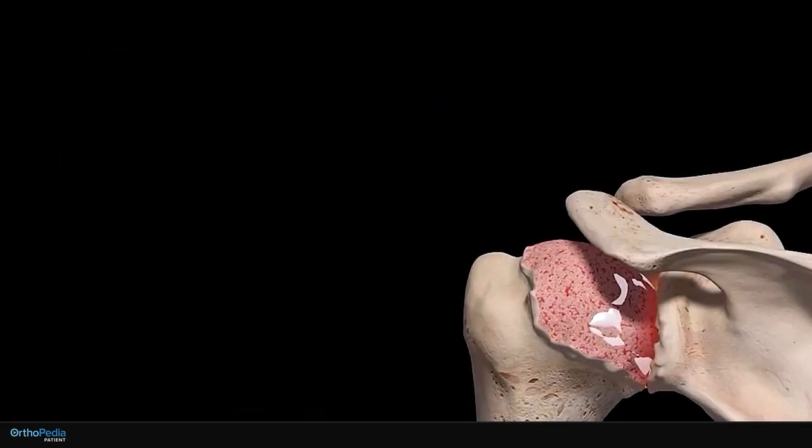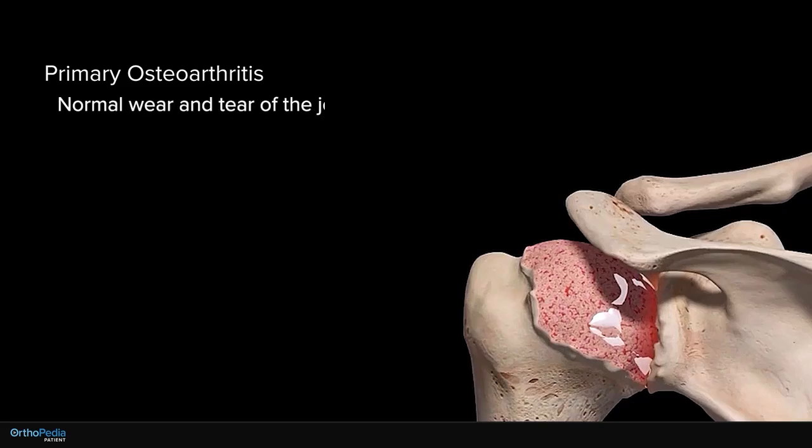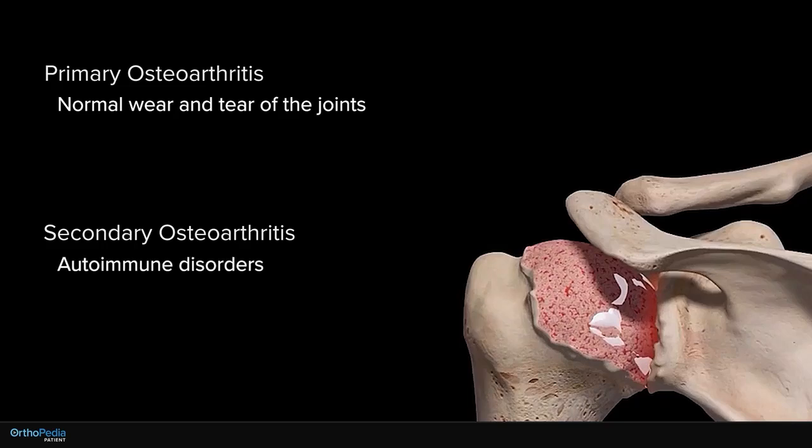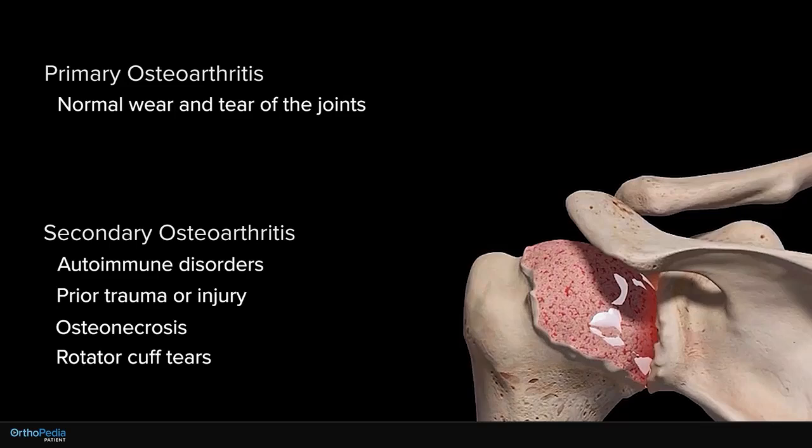Osteoarthritis is the most common form of arthritis and can be classified into 2 categories. Primary osteoarthritis is caused by normal wear and tear on the joint as patients age. Secondary osteoarthritis means the wear and tear results from an underlying cause. These include, but are not limited to, autoimmune disorders like rheumatoid arthritis, prior trauma or injury sustained to the shoulder, osteonecrosis, also known as bone death, or massive rotator cuff tears that have gone untreated.